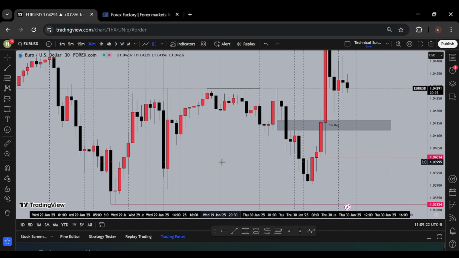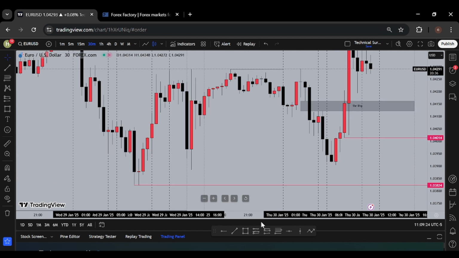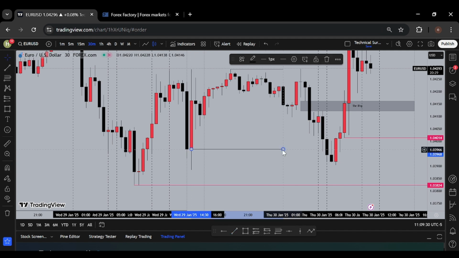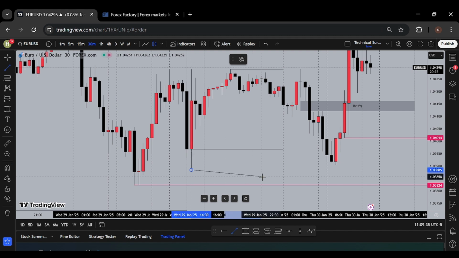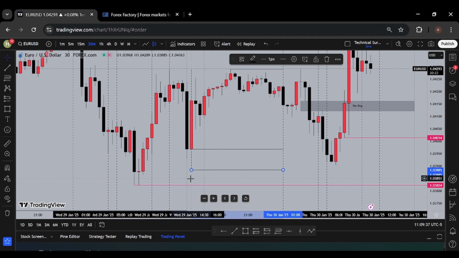As you can see, we created an imbalance over here. Now where should be our draw on liquidity? Our draw on liquidity are these areas over here. We have this body of the candle, this is our first draw on liquidity. We have this low over here, which is our next draw on liquidity, and we have this low over here, which is our next draw on liquidity.